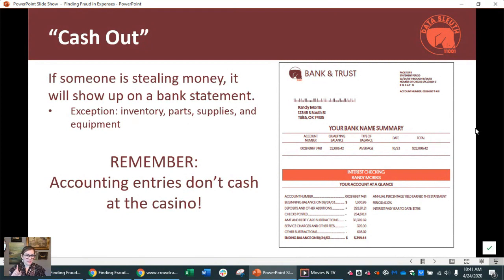And we also need to remember, this is cash. I like to say cash is king. Tiffany Couch says cash is king. My favorite thing to say too is that accounting entries don't cash at the casino. So just because something looks weird in the accounting system, it doesn't mean that there's fraud until you've identified the cash that someone could have taken to the casino, could have gone shopping with, or could have purchased something with. So everything's going to show up on this bank statement.